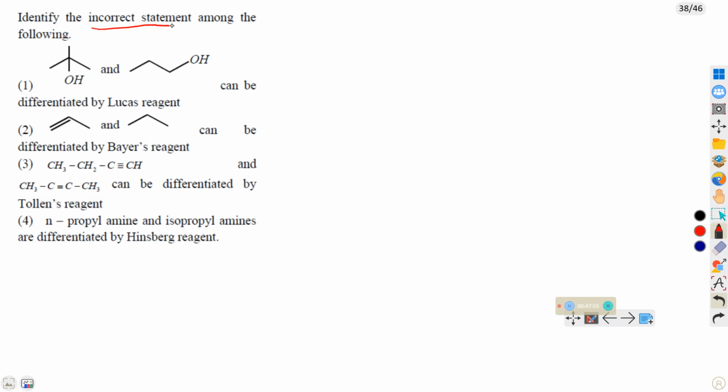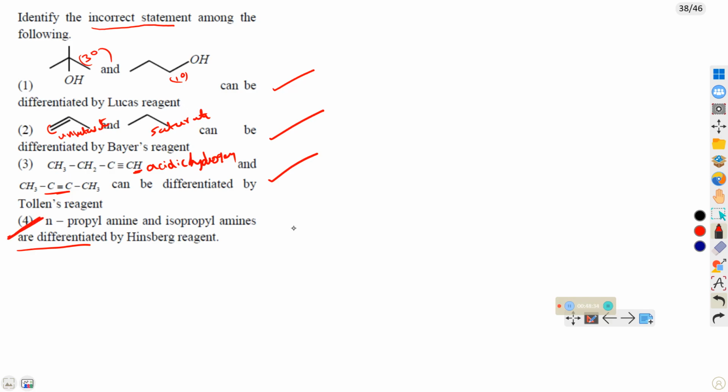Identify the incorrect statement among the following. This is a 3 degree alcohol, this is a 1 degree alcohol, can be separated by Lucas reagent. Correct. This is an unsaturated compound and this is a saturated compound, differentiated by Baeyer's reagent. Correct. After that, alkyne with acidic hydrogen, terminal alkyne, has acidic hydrogen. Here there is no acidic hydrogen, so separated by Tollens' reagent. N-propylamine and isopropylamine are differentiated by Hinsberg's reagent. This is incorrect. Why? This is n-propylamine, and this is isopropylamine. Both are 1 degree amines only.